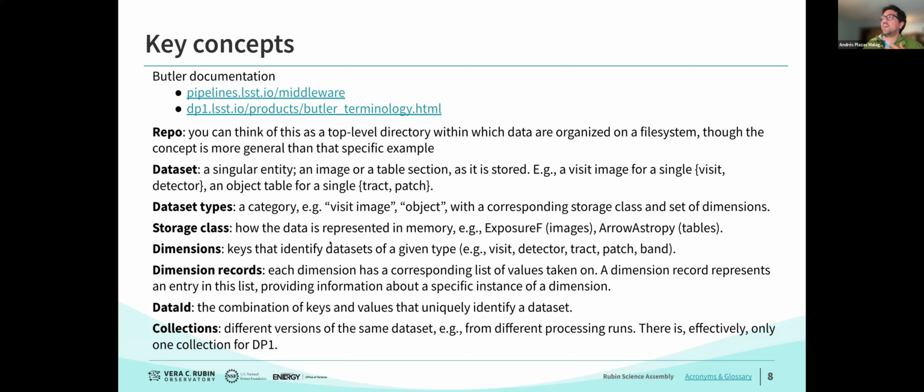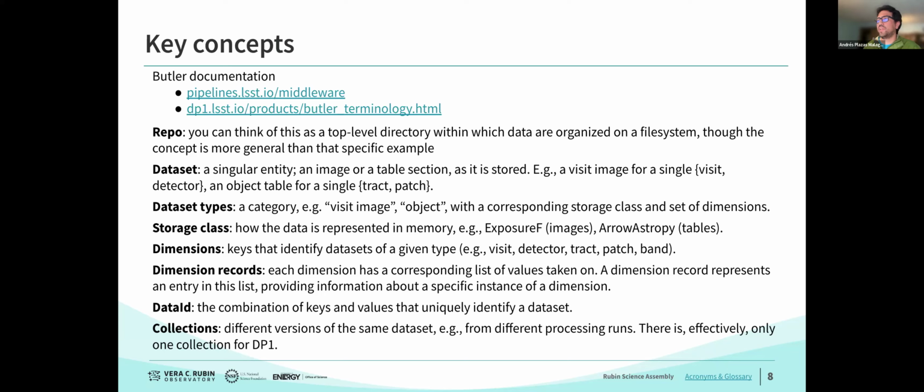So this is the type of examples of these dimensions. The dimension records are a corresponding list of values that they can take. They represent entries in these lists, and provide an instance of the dimensions. In the case of the filters, for example, the bands, you can have u, g, r, i, z, y. Then a data ID is a combination of keys and values that uniquely identify a dataset, which is exactly what I was saying. We'll see in the tutorials that you can define a dictionary as a data ID that tells every dimension for a particular dataset that you need.